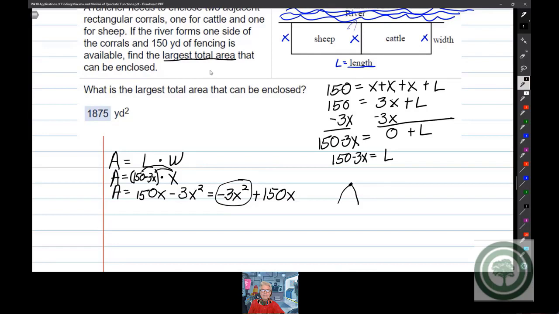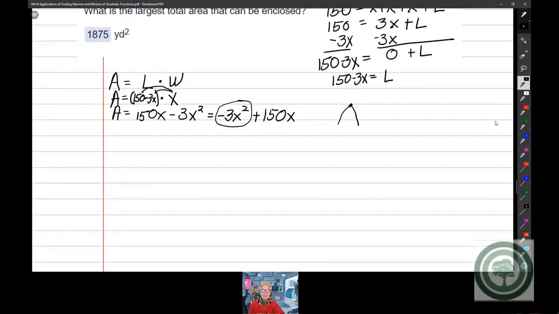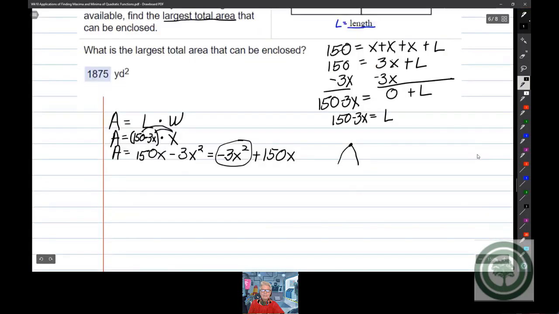Well, we're actually looking for the largest total area. But there are actually two ways we can find it. So let's go ahead and find it. We need h first. That is, we need the width, the X, that will make the area a maximum. It'll be the size of X. So A is negative 3 and B is 150. So h equals negative b, negative 150, over 2 times negative 3. So that's going to be negative 150 over negative 6.